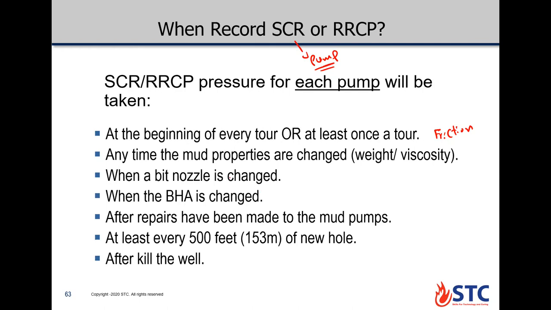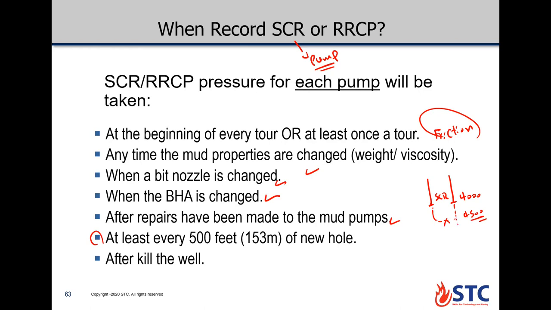So once we have mud properties changed, weight, nozzle changed, pH changed, any repair to mud pumps, we have a change in the friction system, so we have a pressure loss change, so we need to record a new SCR pressure, or a new pump pressure, at least every 500 feet. For example, if you record the SCR at a depth of, let's say, 4,000, you need before reaching 4,500, which is your maximum, to record a new SCR.